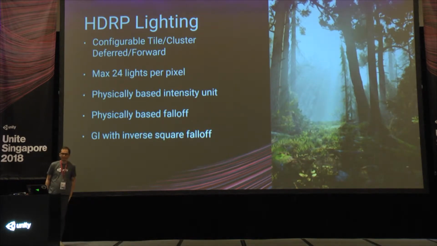The HD render pipeline uses configurable tile and cluster deferred and forward rendering, and it's a lot more efficient in accumulating lights because now you don't need to blend overlapping lights one by one like what you have in the deferred render paths. So you can have up to 24 lights per pixel, and it's physically based, so the result is a lot more accurate. The GI is also inverse square falloff, so it's a lot more accurate as well.